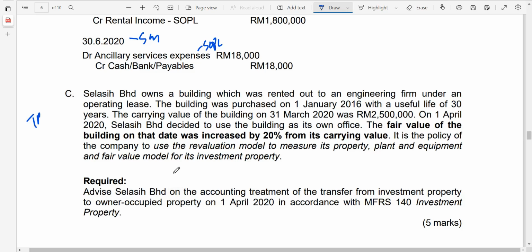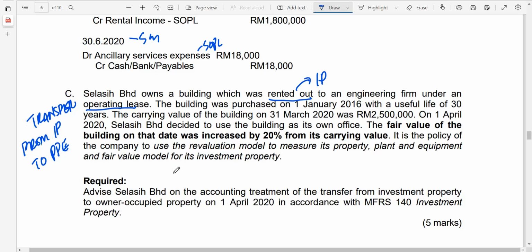Here is the question on transfer, and this is a transfer from investment property to PPE. Okay, let's read the question first. You have a building that was rented out to an engineering firm under operating lease. So the keyword here is rented out under operating lease. So therefore, this is an IP.